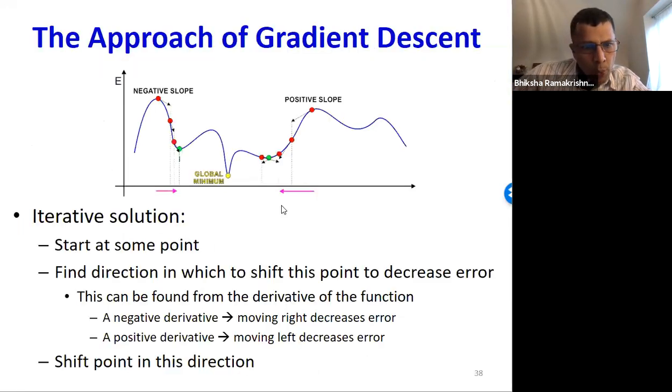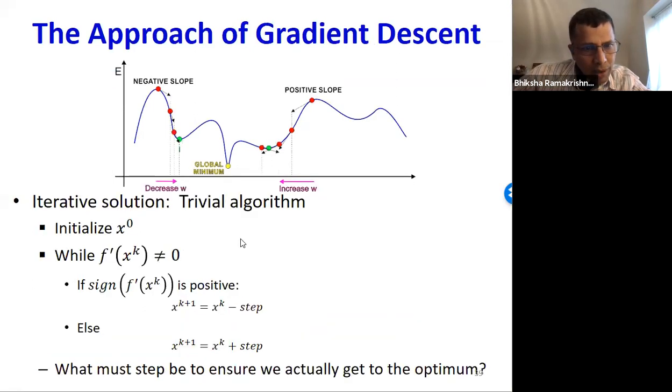And so we can have this very simple rule. You initialize with some x0. You check the derivative at that point. If the sign of the derivative is positive, that means it's an increasing function. Then you want to take a step backwards. So you say x equals x minus step. If the sign of the derivative is negative, it's a decreasing function, so you want to continue going forward. So you say x equals x plus step. How large the step must be is an issue we won't get to right now.